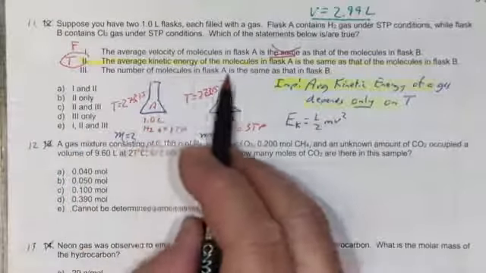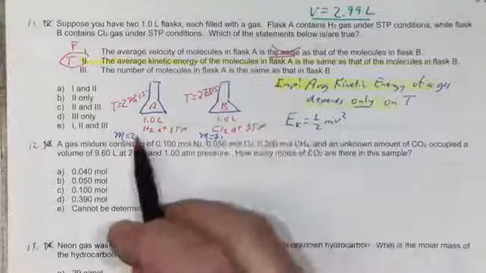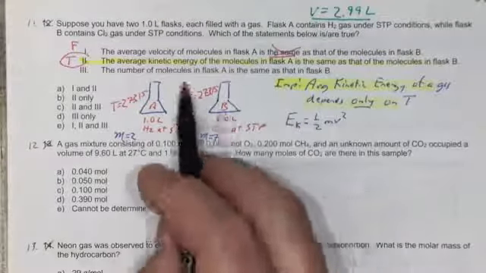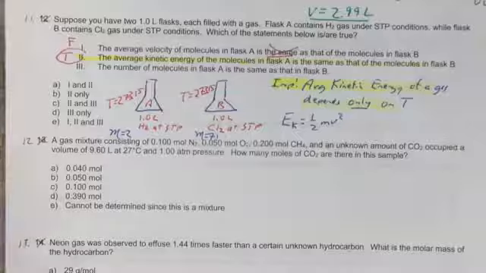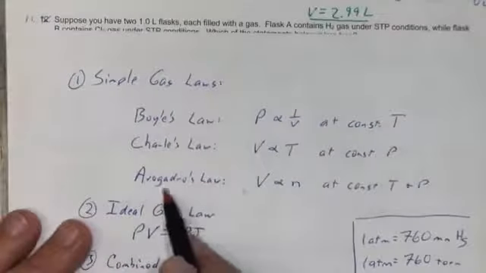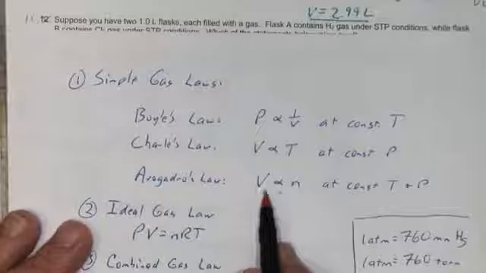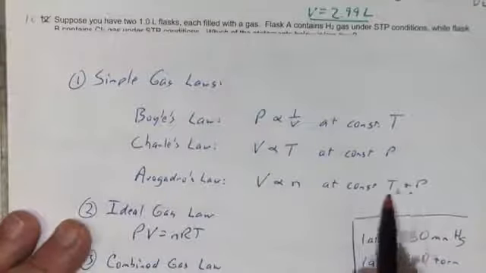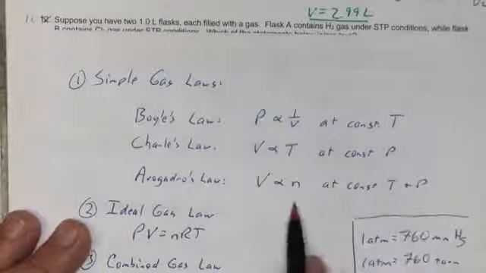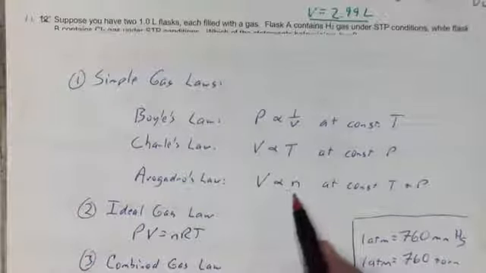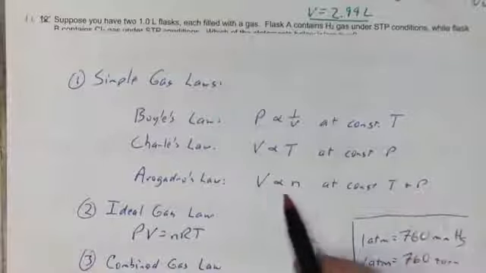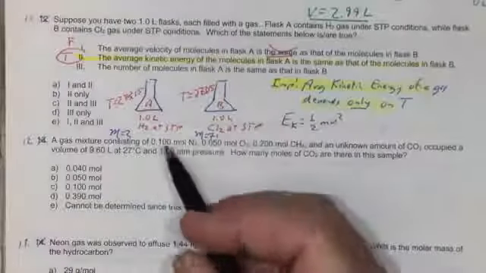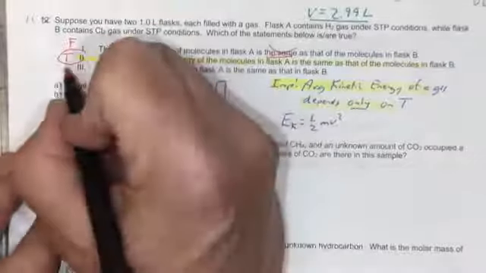Now let's look at Roman numeral 3. The number of molecules in flask A is the same as that in flask B. They're different molecules. Is that a true statement? Well, let's go back to the formulas that I encourage you to learn, the relationships. Avogadro's law says the volume of a gas is directly proportional to the number of moles if you hold the temperature and pressure constant. It doesn't matter what the gas is. If I have two gases at the same temperature and pressure and the same volume, they'll have the same number of moles. This is a true statement because of Avogadro's law.